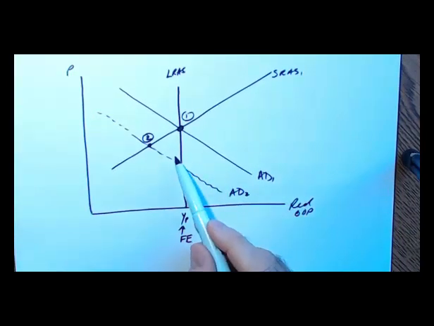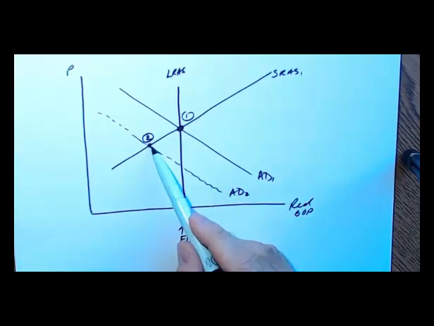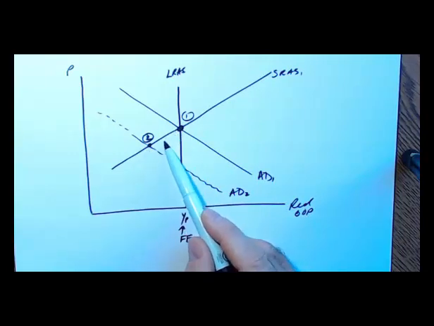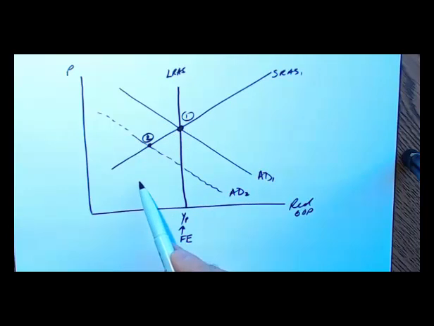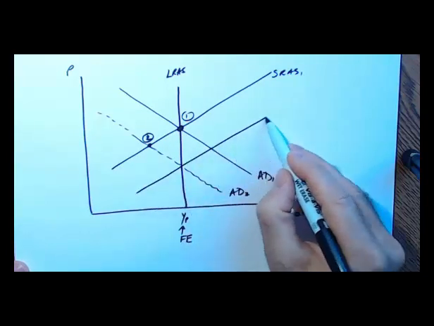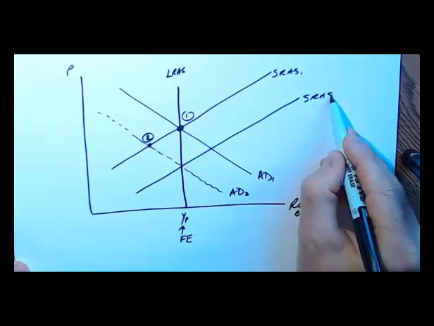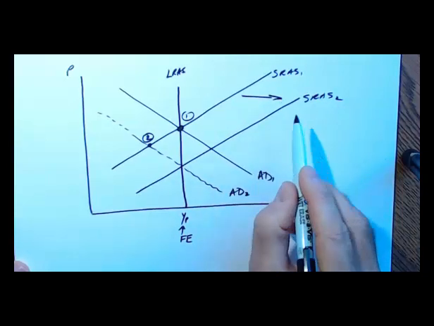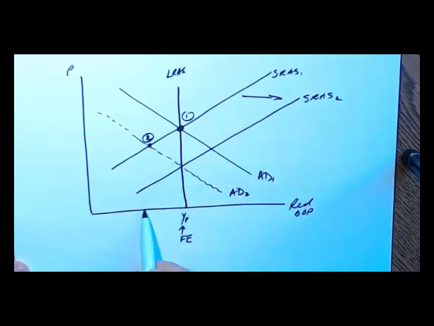Well, what we see is when you have a fall in prices and a reduction in GDP, then you're going to see nominal wages fall. And when nominal wages fall, it's going to push the short-run aggregate supply curve out. So when we fall below potential, we basically get unemployment here.